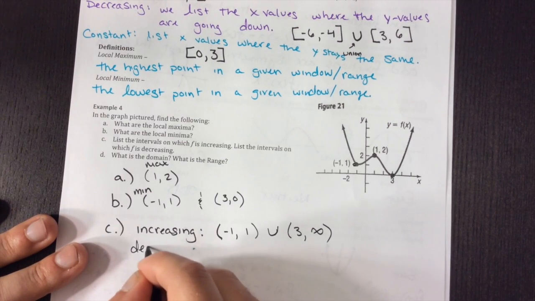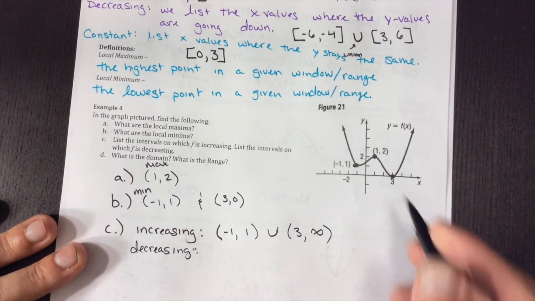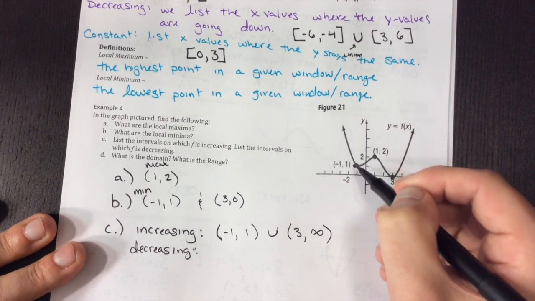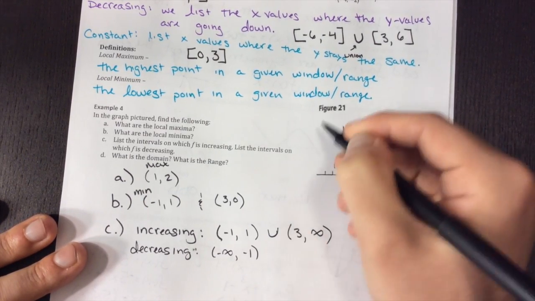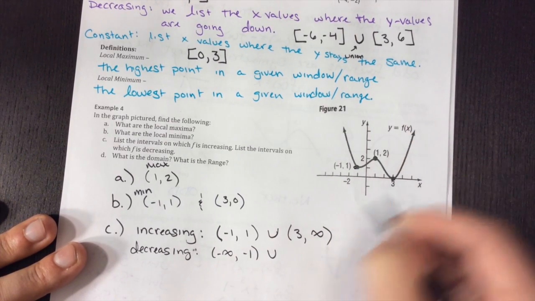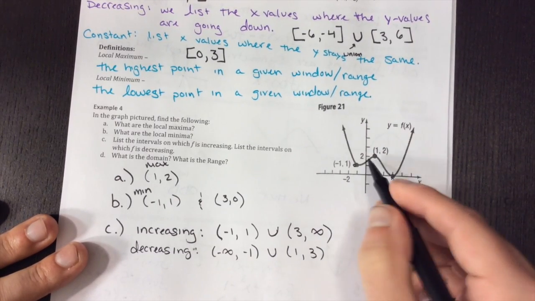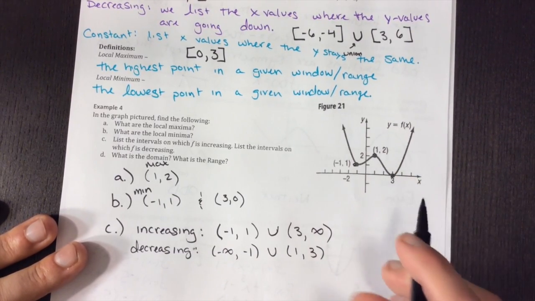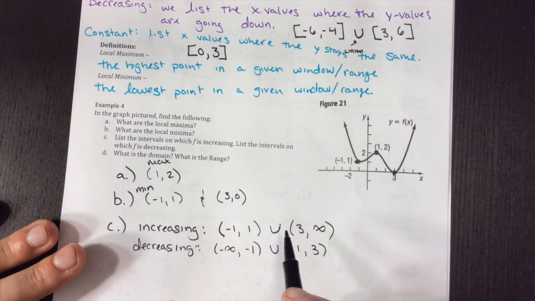Likewise, we can look at where we're decreasing, or going down on the y. So from -infinity to -1, we are decreasing, we're going down. Then from 1 to 3, we are also decreasing. So that's how we list off increasing and decreasing intervals.